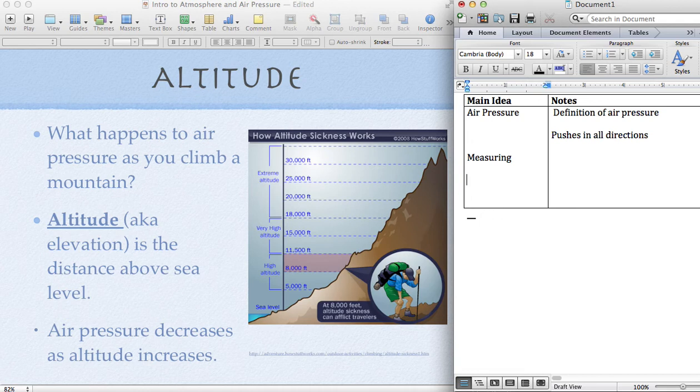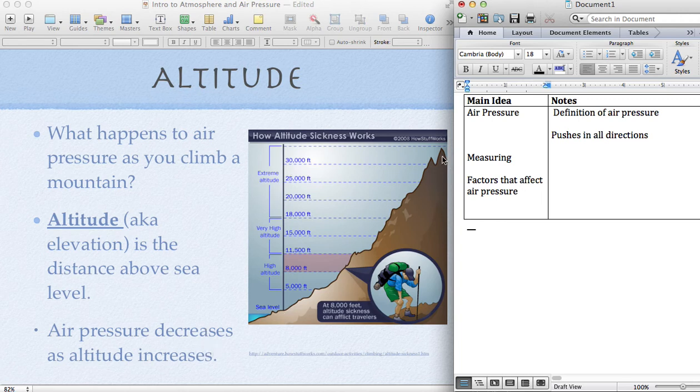So, things that affect air pressure. The biggest thing is altitude. So we'll make this some factors that affect air pressure. The biggest one is altitude, which is another term for elevation. As your altitude increases, your air pressure is going to decrease.